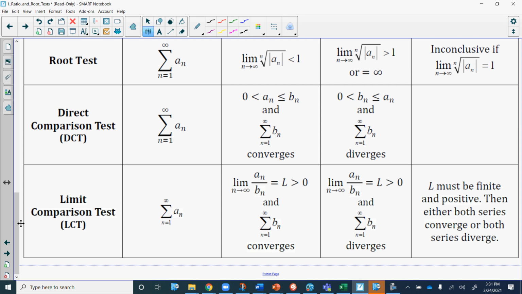And boy, that's a lot of convergence and divergence tests that I hope you're going to have a good handle on when it comes time for your AP exam. But that's going to wrap it up for this lesson.